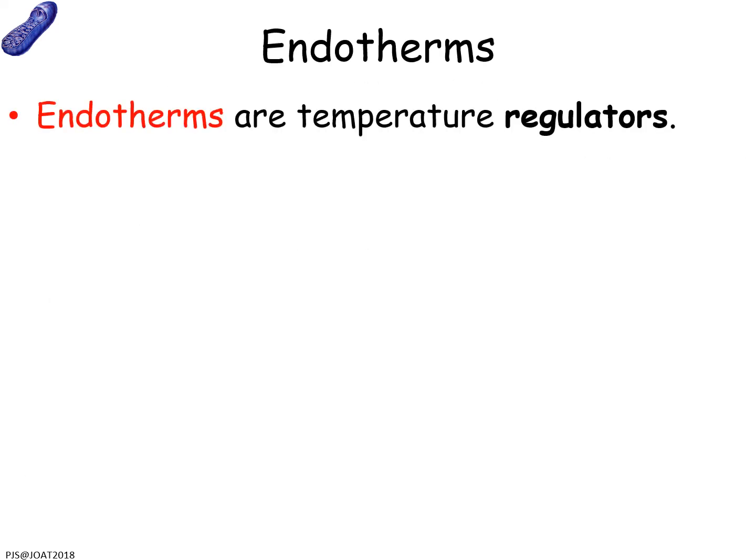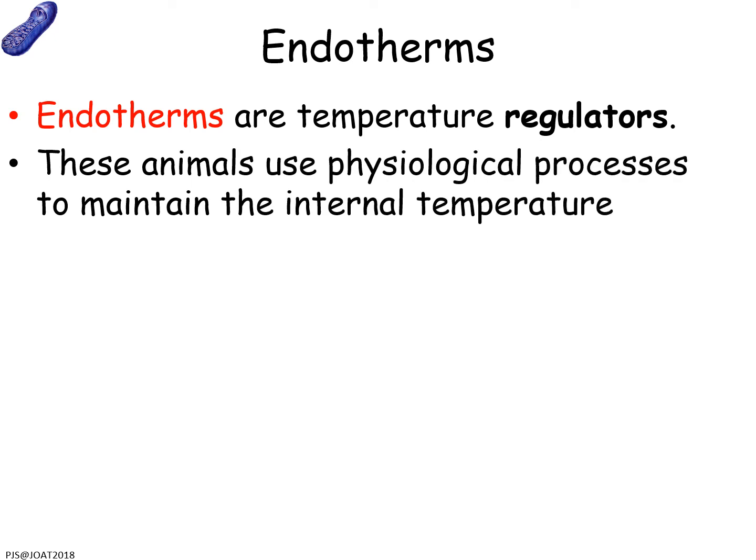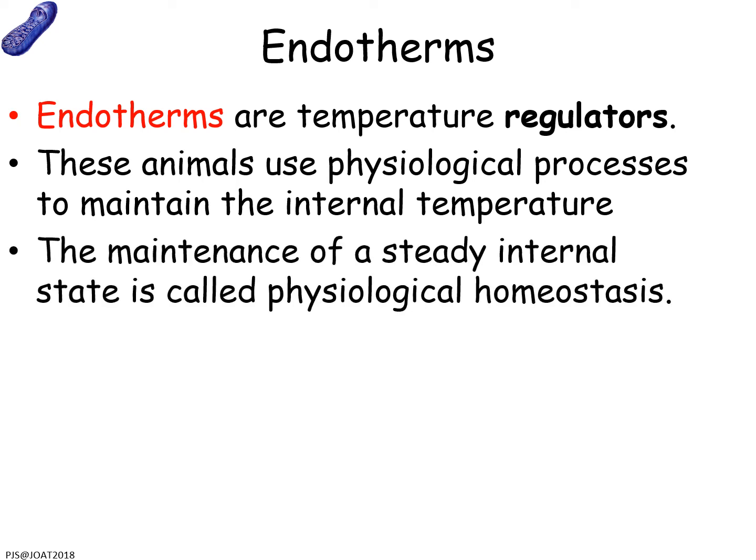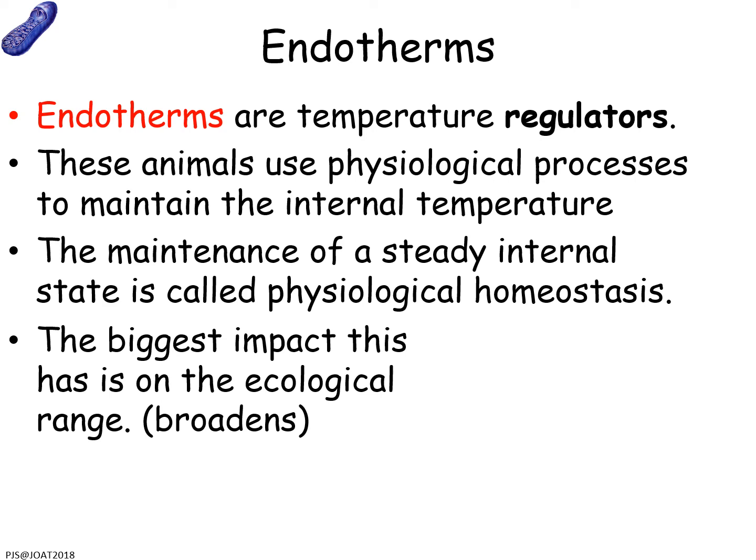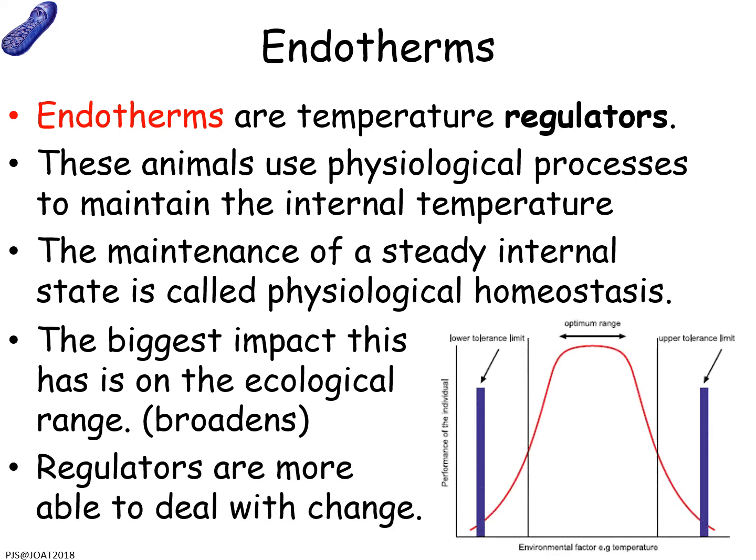Endotherms, on the other side, so this is us, are temperature regulators. Endo meaning inside, so internal temperature. But we're going to have to use physiological processes to keep that regardless of the external, which is your physiological homeostasis. And the biggest thing, as we've already said, is that it broadens the range. It means that you have a larger area that you can deal with, and if things change, you're more likely to have processes that will allow you to survive.